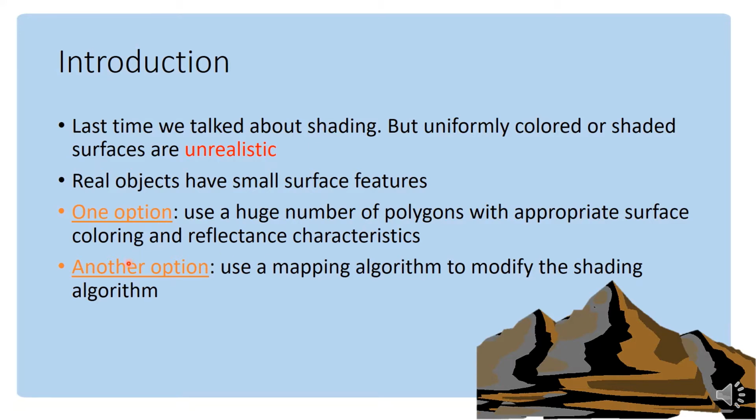Another option is that we can use a mapping algorithm to modify the shading algorithm. This option is the method that we're going to cover inside this topic, which is about texture, or how we're going to map the texture onto a polygon. Texture mapping. So let's find out the introduction of texture mapping.